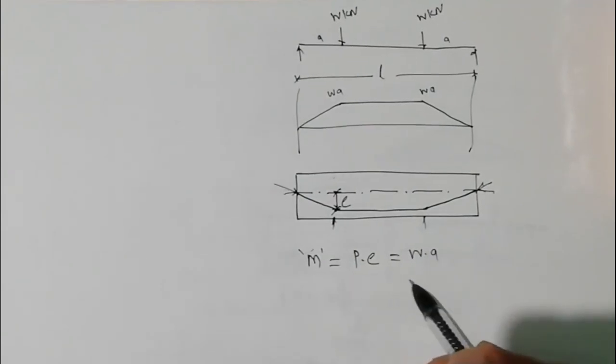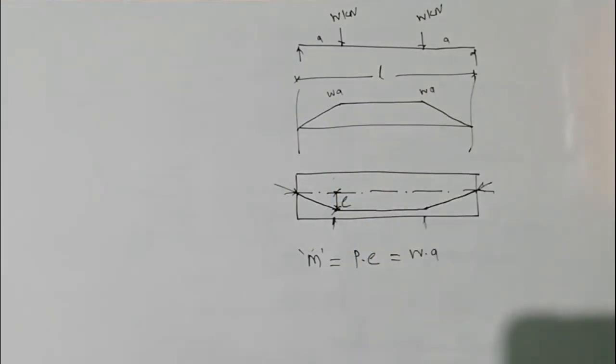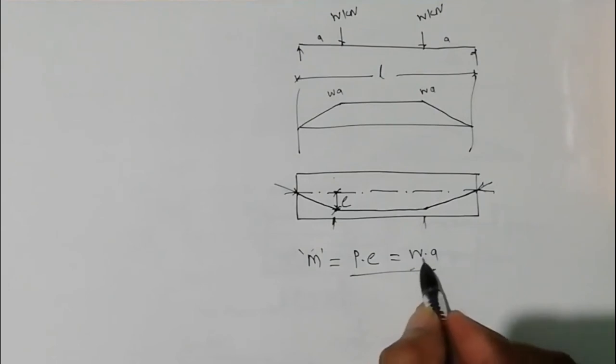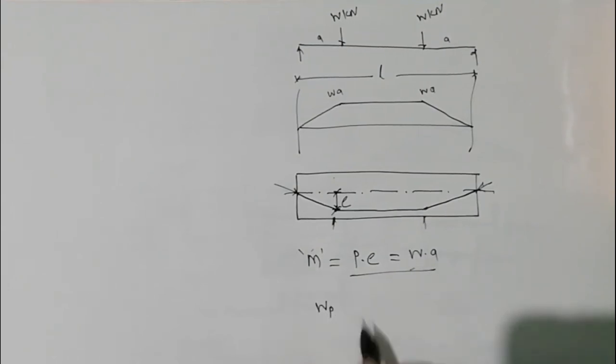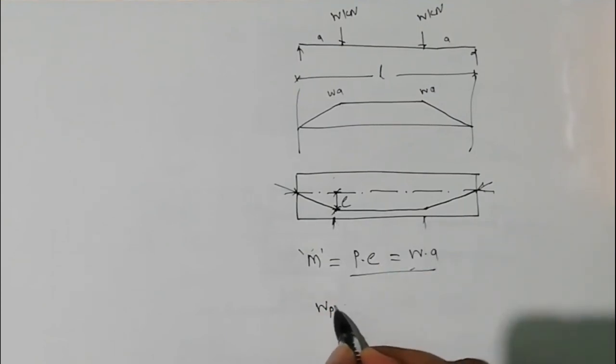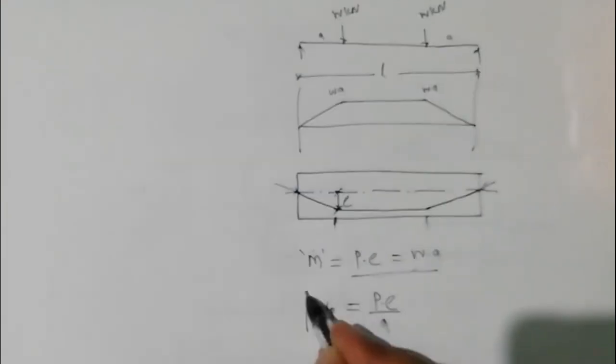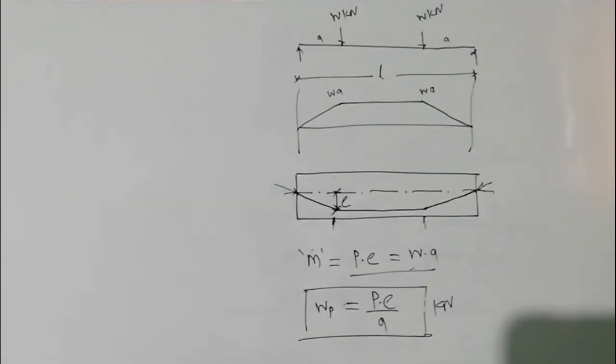Now if we need to entirely counterbalance these external point loads, then this should be equal. So from these two terms, if I am saying that this is the WP, that is the reaction over here due to the prestressing tendon, so I can write here WP will be equal to P into E by A. This much kilonewton of reaction will be given.